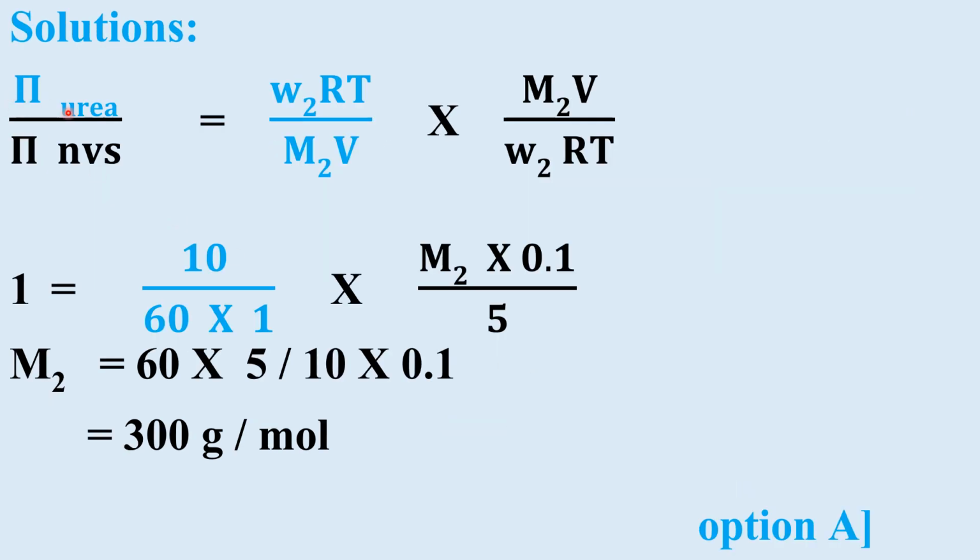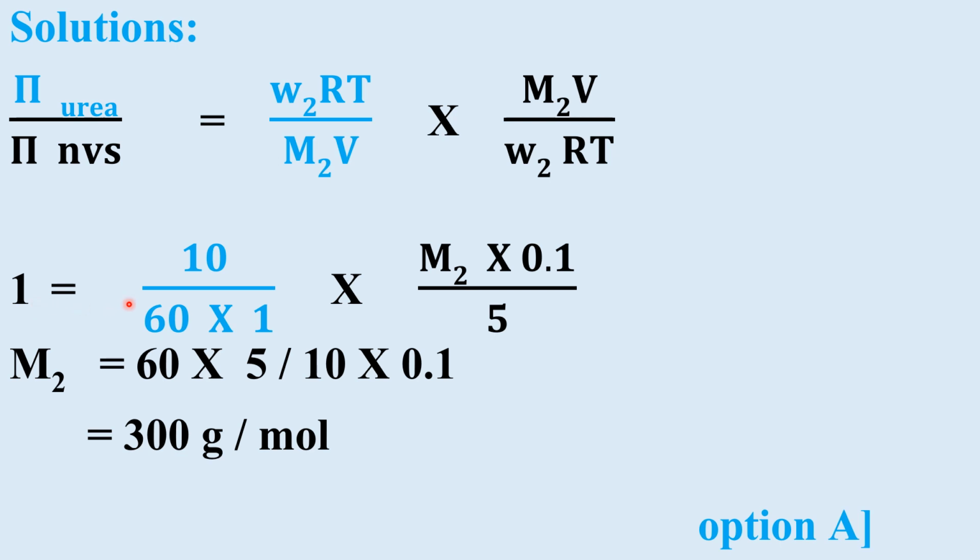Here we will take the ratio of osmotic pressures of urea and non-volatile solute. Thus the formula will become: osmotic pressure of urea divided by osmotic pressure of non-volatile solute is equal to W2RT divided by M2V for urea, into M2V divided by W2RT for non-volatile solute solution. Here RT and RT will get cancelled. Since the solutions are isotonic, their osmotic pressures will be the same, therefore the ratio will be equal to 1.